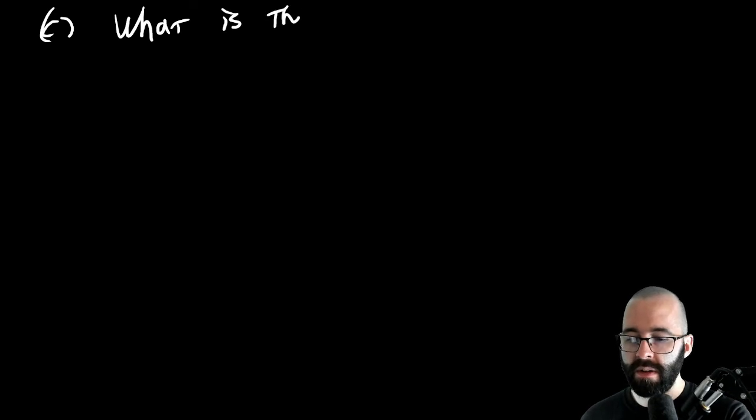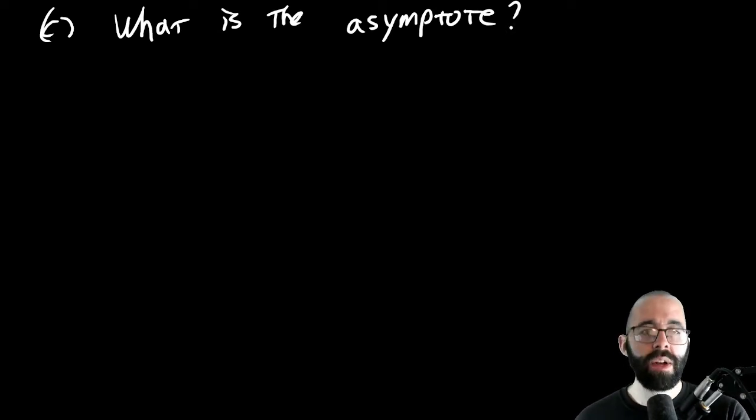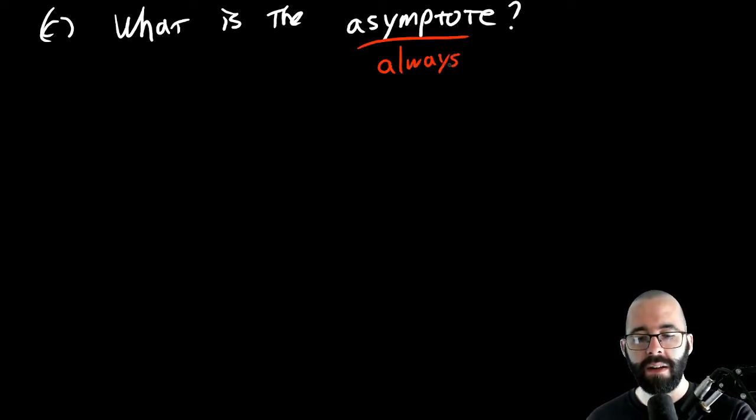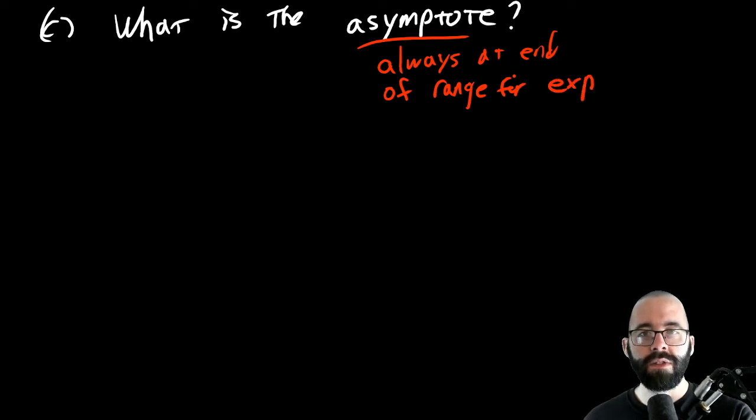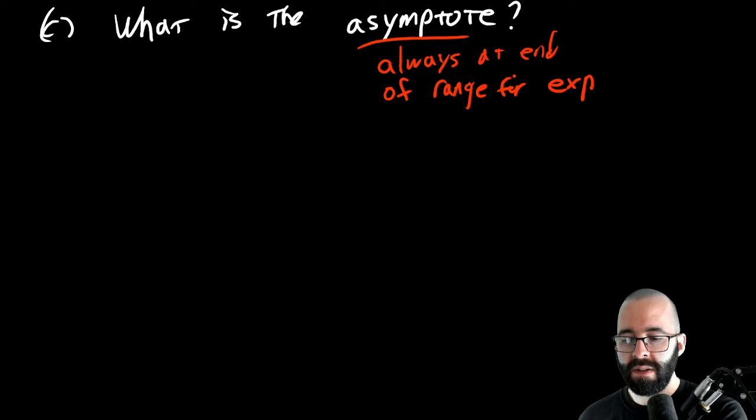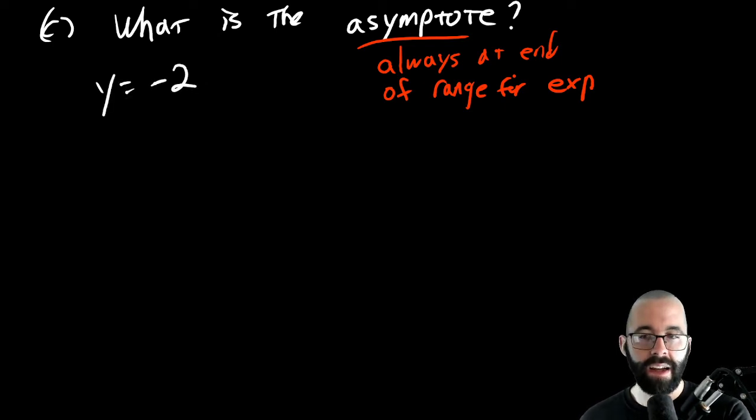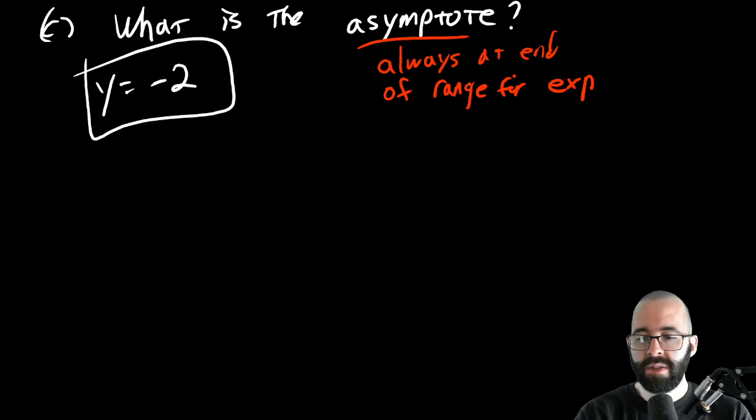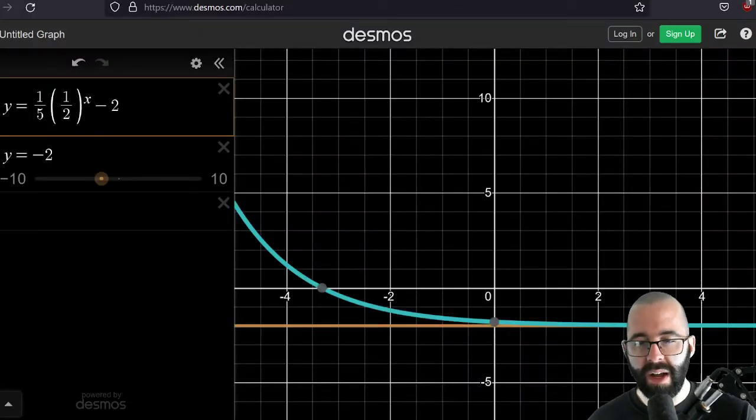Part C. What is the asymptote? For exponential functions, as soon as we know the range, we know the asymptote, because the asymptote is always at the edge of the range. So if the range is everything above -2, the asymptote has to be at -2. And it's a horizontal line, so it's y equals -2. That's our horizontal asymptote.